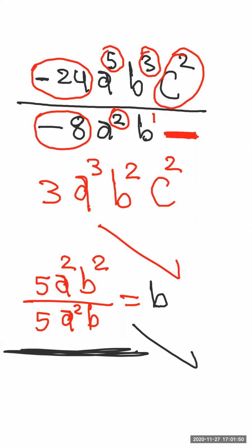Okay, we said that we will just divide the two coefficients. So negative 24 divided by negative 8 will equal 3. Then a at the power of 5 divided by a at the power of 2. We said that we will just subtract the indices. So a at the power of 5 over a at the power of 2 means a at the power of 5 minus 2, so a at the power of 3.